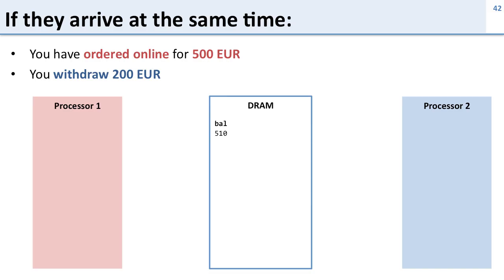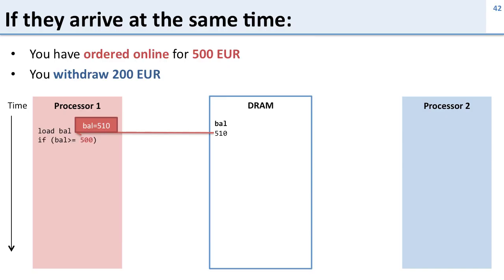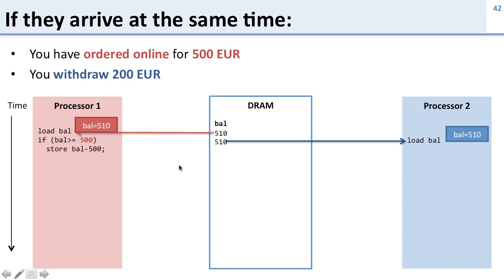Now let's see what happens if these two things are processed at the same time. So processor 1 is going to go through again. It's going to load the balance. It gets 510. It's going to check the balance is greater than 500. Now at this point the DRAM has 510 in it, but at this point the withdrawal starts processing also. So the withdrawal goes ahead and loads the balance, and the balance is 510 because the other processor has not updated it yet. Now in the next cycle, the first processor stores balance minus 500, so it puts 10 into the DRAM, and the second processor checks if the balance is greater than 200.